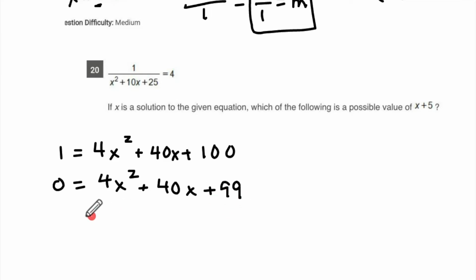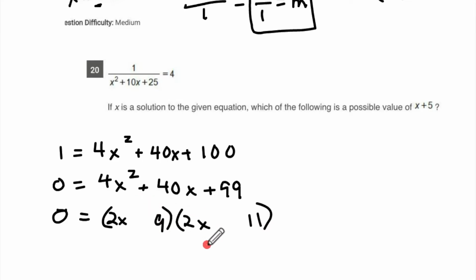I then factored it. If you have trouble factoring, you could do the quadratic formula, but always try factoring first. I just did 2x and 2x, and then for 99, I did 11 and 9. I had to play around with this a little bit. Your outer and inner, 22 plus 18, does give you 40. So you're going to get a plus and a plus, and you set each of these factors equal to 0. Now I see why this was a medium level problem.